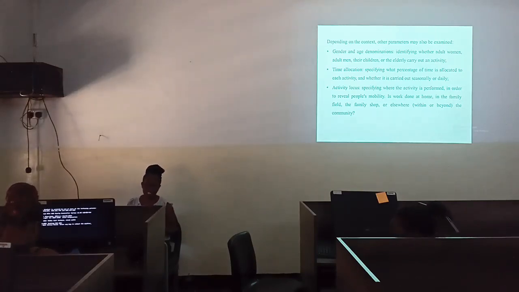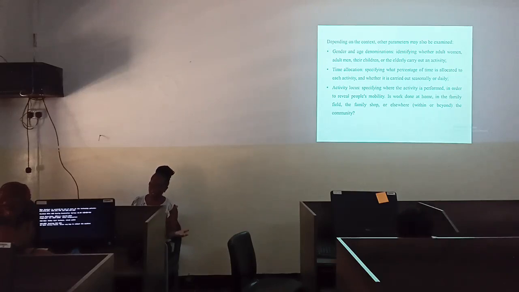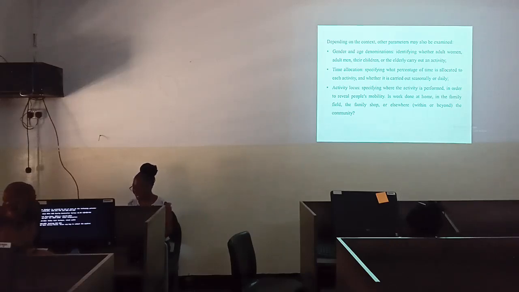Planting, in most cases, is done in one day, then we finish. Then it means we'll be waiting for weeding or those other activities. So is it carried out seasonally or daily? For example, agricultural production is seasonal. After the rainy season, the work is over. So for each activity, you specify the percentage of time allocated.